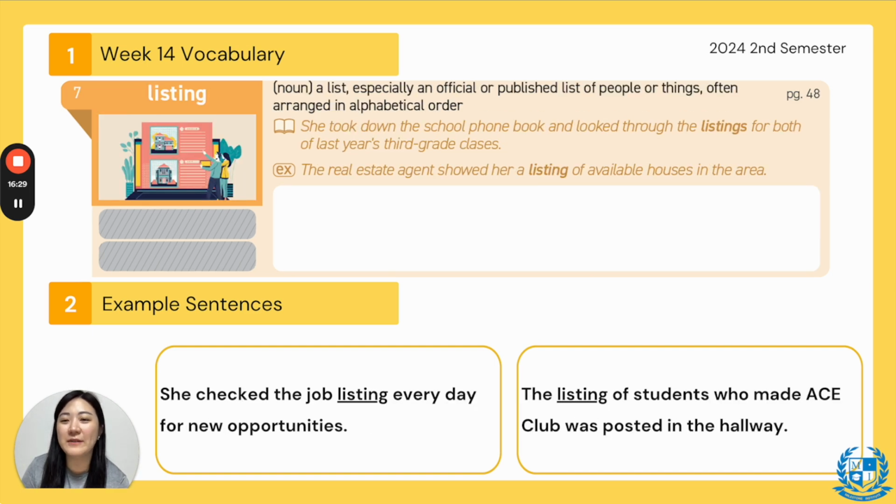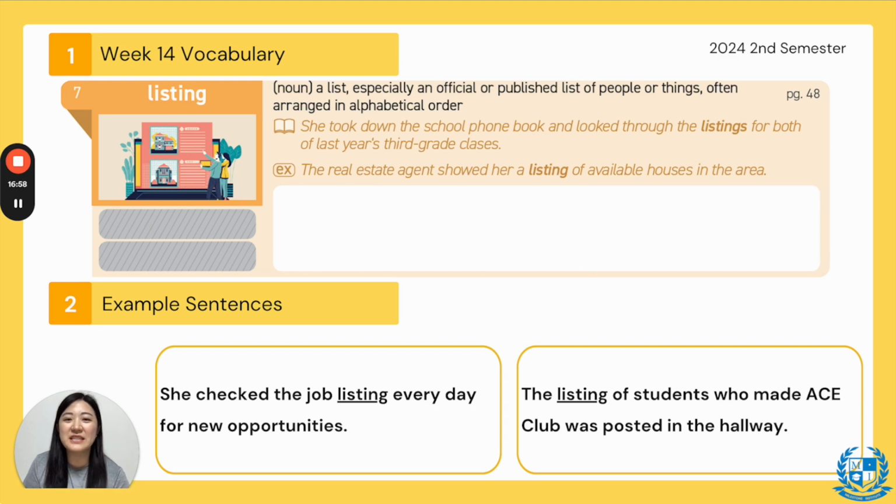Number 7, everyone say listing. Listing. It is a noun and it means a list, because it has the word list in it, especially of an official or published list of people or things, often arranged in alphabetical order, meaning it goes A, B, C, D, E, F, G, H, I, J, K, and so on. So a listing is just some kind of list that we have that is published for something.